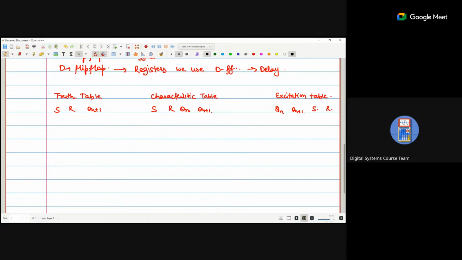This excitation table is required for an FSM circuit, that is, for any arbitrary circuit. This characteristics table is required to implement the excitation table.